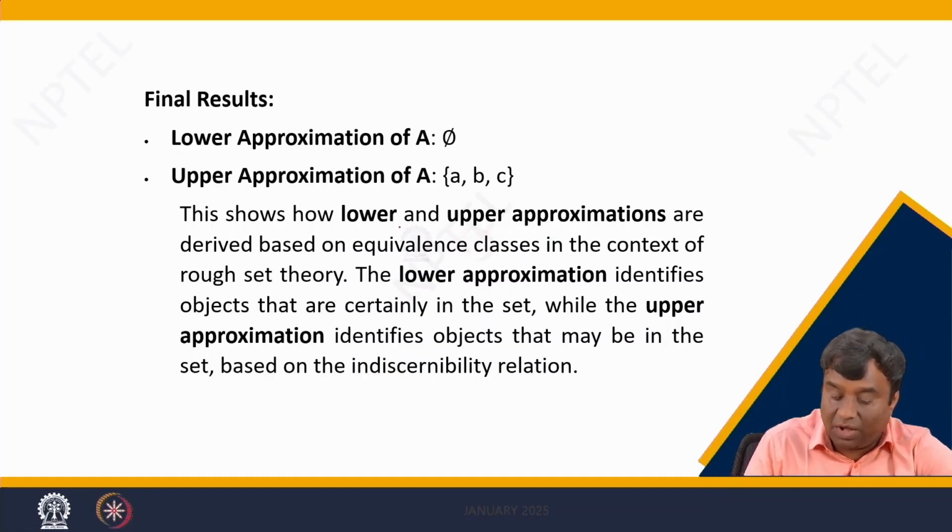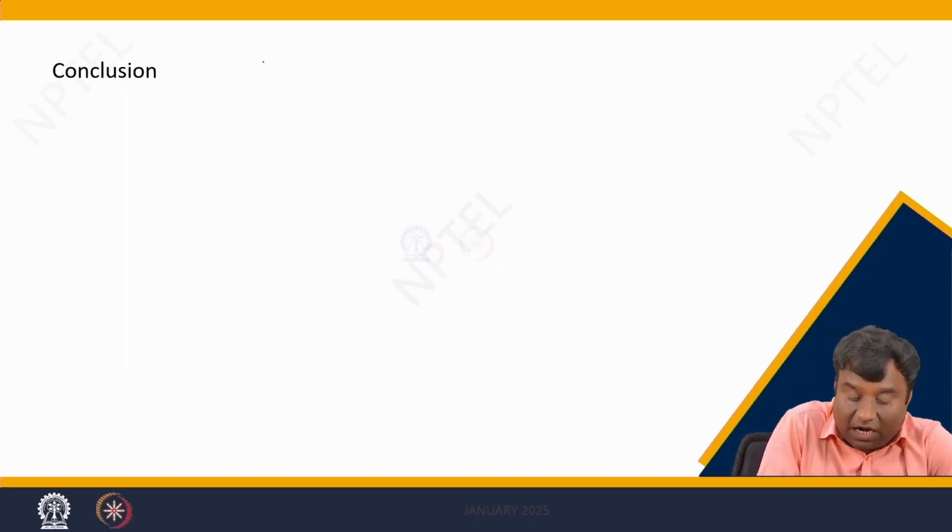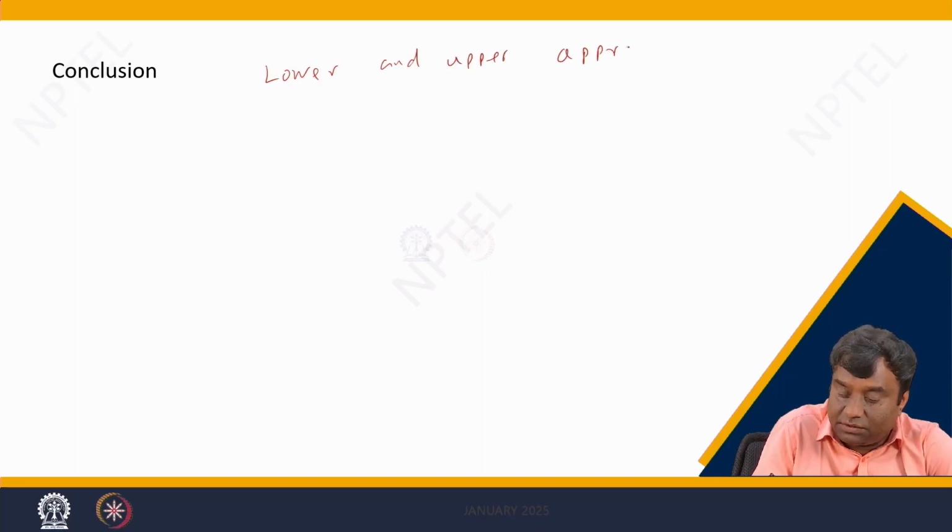So this shows how lower and upper approximations are derived based on equivalence classes in the context of rough set theory. The lower approximation identifies objects that are certainly in the set, while the upper approximation identifies objects that may be in the set based on the indiscernibility relations. In conclusion, I hope you have understood the concept of lower and upper approximations.